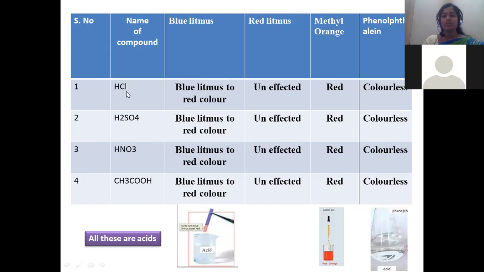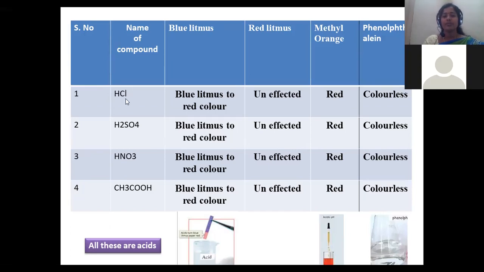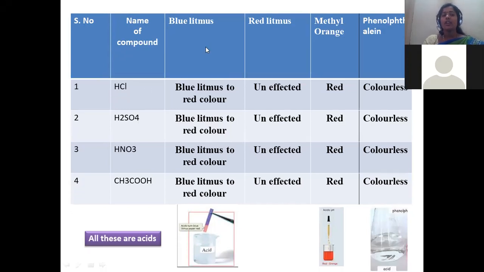Aqueous hydrochloric acid solution was prepared in the test tube. To that aqueous hydrochloric acid, we are dipping blue litmus paper. What is the color change? The color change will be blue turned into red.